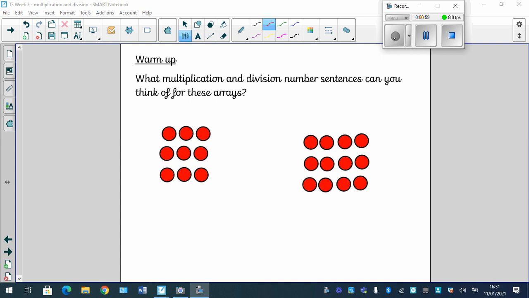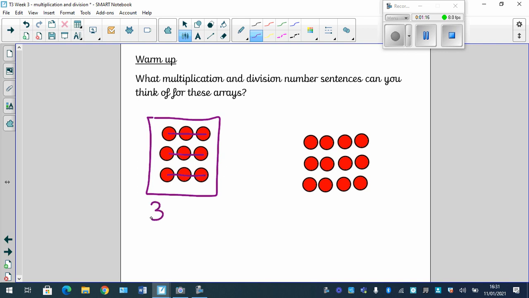Okay, how did you get on? In this array here, I have three rows of 3. 3, 6, 9. A multiplication number sentence for this would be 3 multiplied by 3 equals 9. And I could do that again, but this way, 3 columns of 3. So 3 times 3 again equals 9.